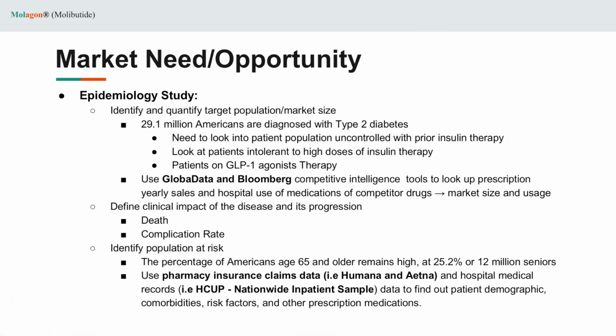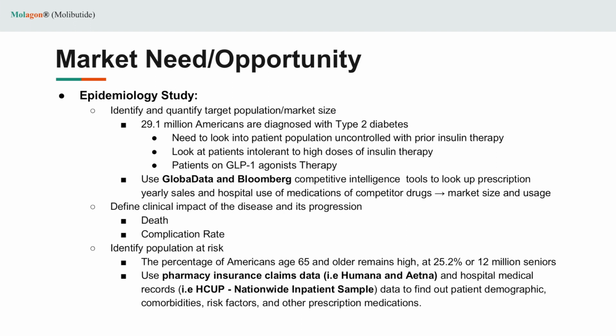For the first part of market need and opportunity, the EPI study. This is to describe the scope of type 2 diabetes, the target population, which are patients who are uncontrolled with prior therapies, and we also want to look at the frequency of deaths and complications when diabetes is uncontrolled. We need to not only identify our target population, but we also want to quantify it so we can have a better understanding of the market size for molybutide.